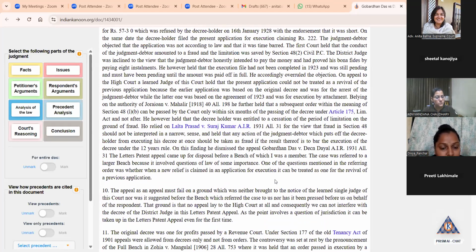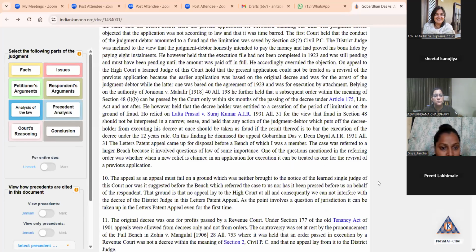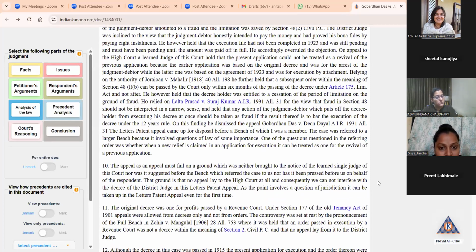The latter's patent appeal came up for disposal before a bench of which I was a member. The case was referred to a larger bench because it involved questions of law of some importance. One of the questions mentioned in the referring order was whether, when a new relief is claimed in an application for execution, it can be treated as one for the revival of a previous application.